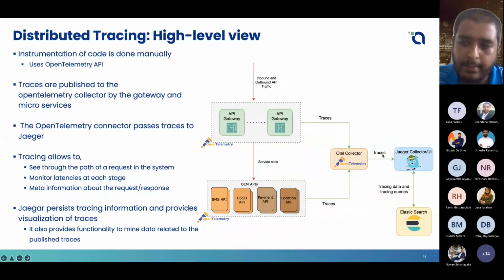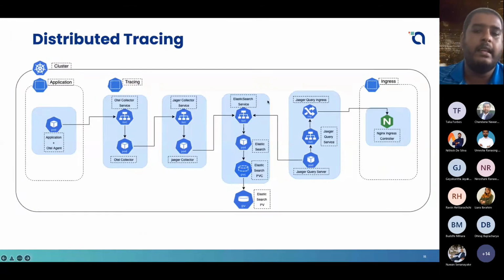By looking at these traces, it gives you a visualization of how distributed tracing has happened, how the request has flowed through different components as the process happens, right? And also, in order to store this information, we use Elasticsearch as the DB. So this is again the deployment level view. We have the application and also the tracing namespace where you have the OpenTelemetry service collector, and then we pass it down to the Jaeger service collector.